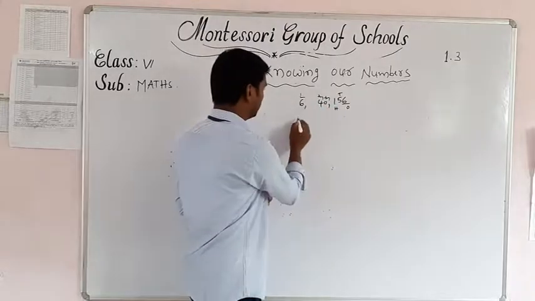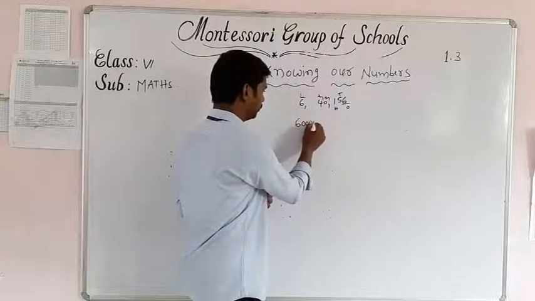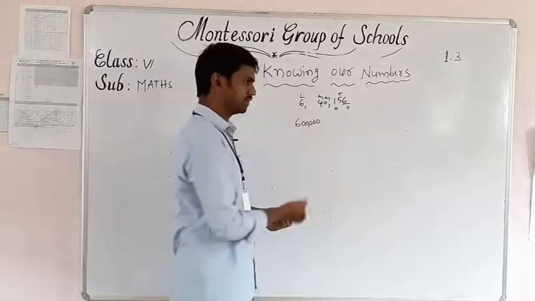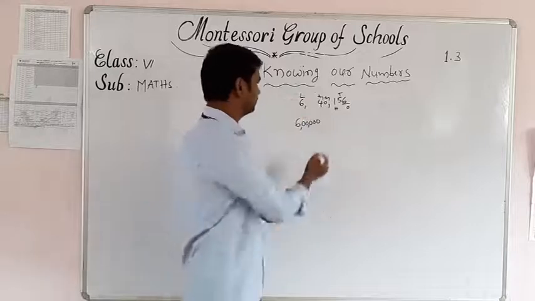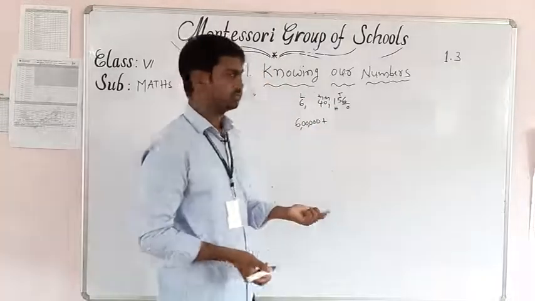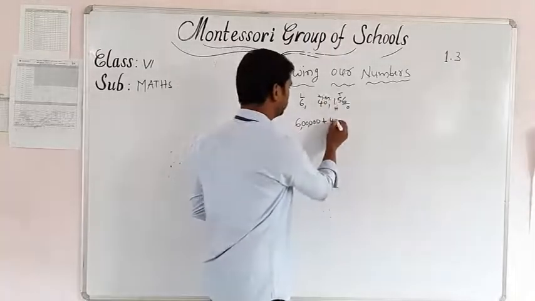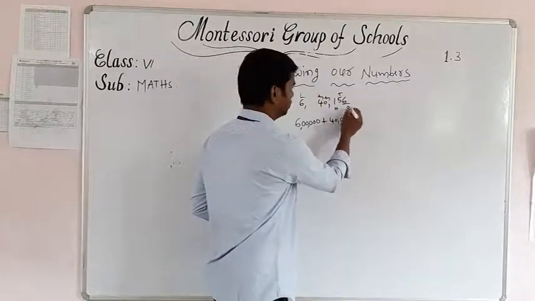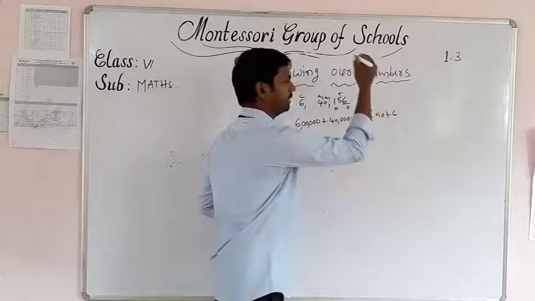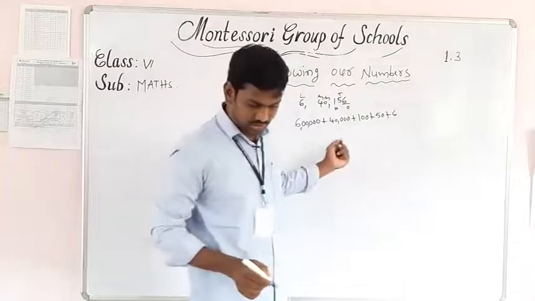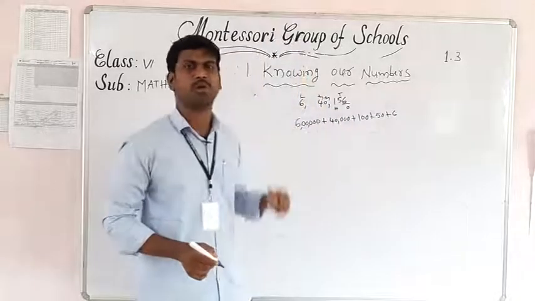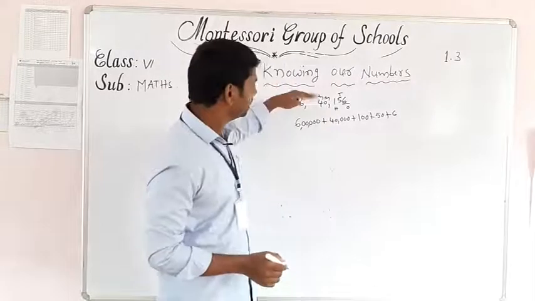So place value of 6 is lakhs. You know how to use commas also, no? Every 3 digits, first comma is after 3 digits, then the second comma after 6 digits. So 6 lakhs, plus 0 in the thousands place, plus 40,000, plus 1 with place value 100, plus 5 with place value 10, that is 50, plus 6. So 6,00,000 plus 40,000 plus 100 plus 50 plus 6. This is the expanded form of the given number.